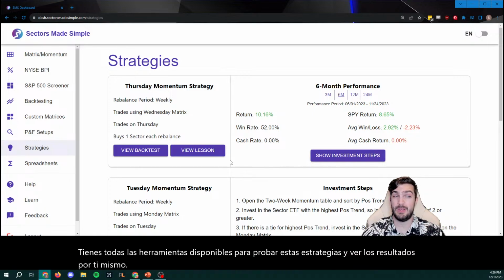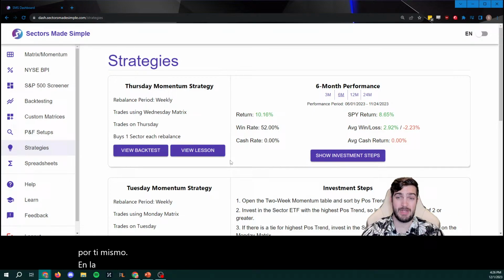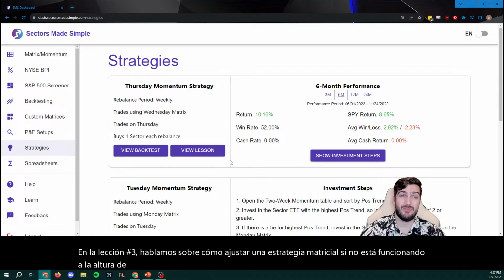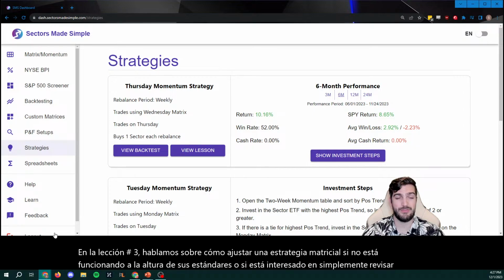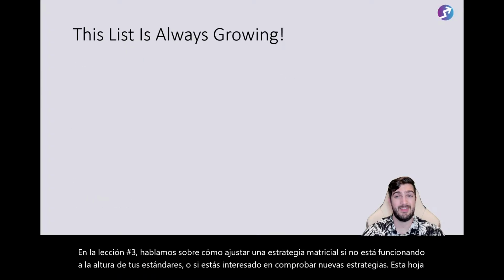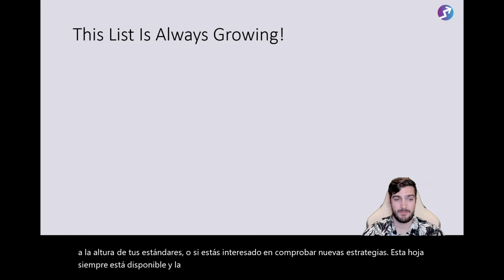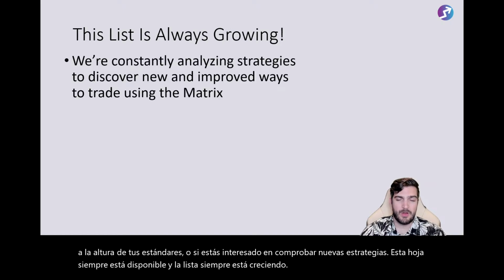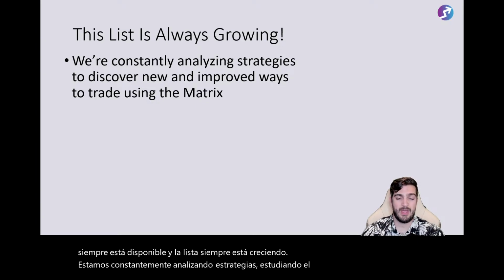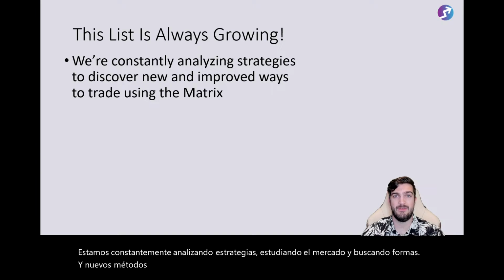In lesson number 3, we talked about how to tweak a matrix strategy if it's not performing up to your standards, or if you're interested in just checking out new strategies. This sheet is always available, and the list is always growing. We are constantly analyzing strategies, studying the market, and looking at new methods of creating matrix strategies to help us invest simpler.